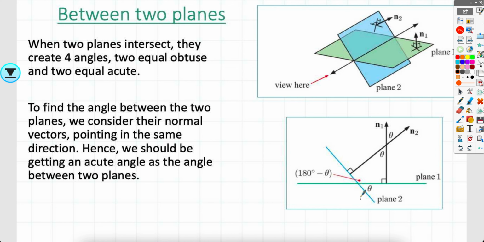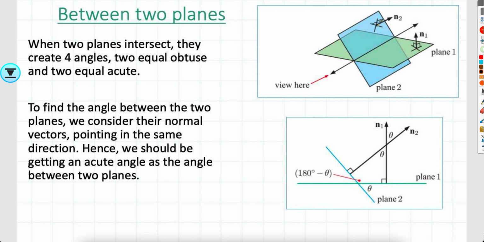Well, if you notice, it's much better to actually look at the normal of each plane and consider that as our starting point to find the angle between the planes. So if I have this as my normal and this as my normal, the angle that they form will represent the angle between the planes. In general, we tend to take the acute angle as the angle between the two planes, just to keep that in mind.